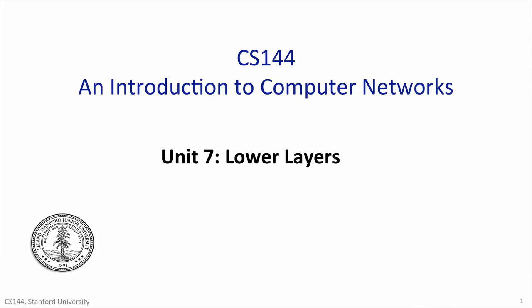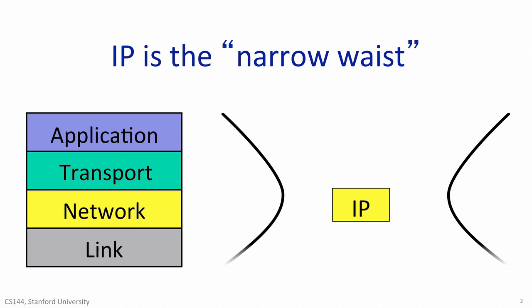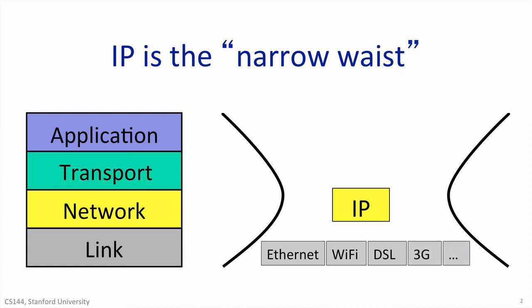By now, you've heard it said several times during the quarter that IP is the narrow waist of the internet. You probably remember this figure from Unit 1. If we want to use the internet, we have to use the internet protocol, IP. We have no choice. But we have lots and lots of choices for link layer. IP runs over many, many different link layers, such as Ethernet, Wi-Fi, DSL, 3G cellular, and so on. On top of the unreliable IP layer, we can choose between many different transport layers.